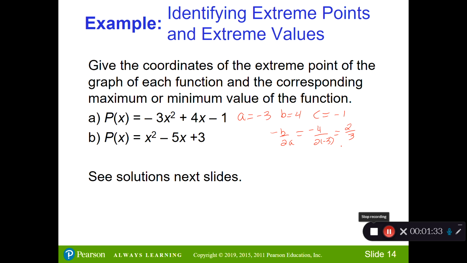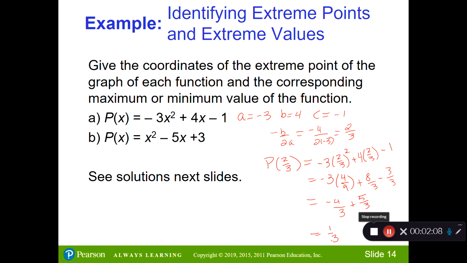Now, to get the y-coordinate, I plug 2/3 into that equation. So that would be negative 3 times 4/9 plus 8/3 minus 3/3. So multiplying that would give me negative 4 over 3 plus 5 over 3. That's 1 over 3. All right, so the coordinate of the extreme point for this first graph is 2/3, 1/3.